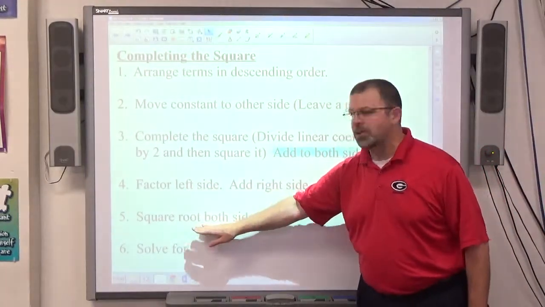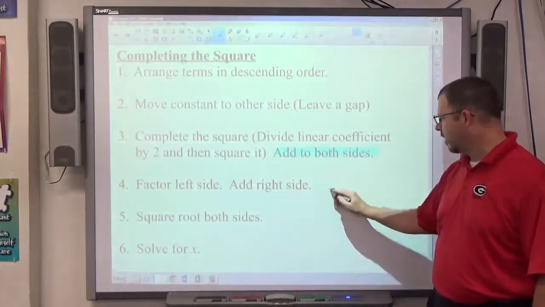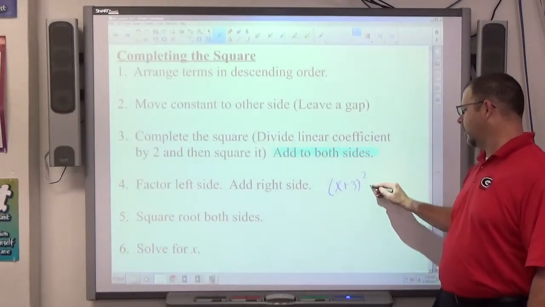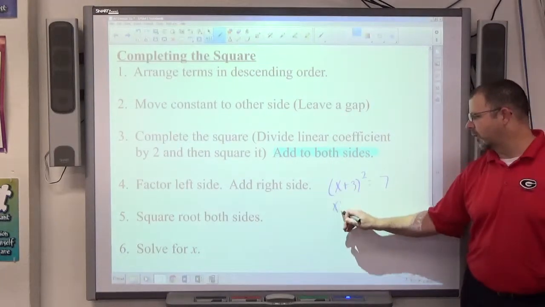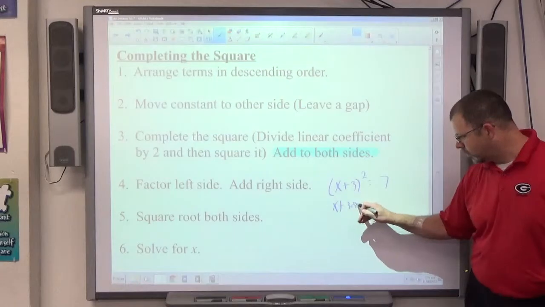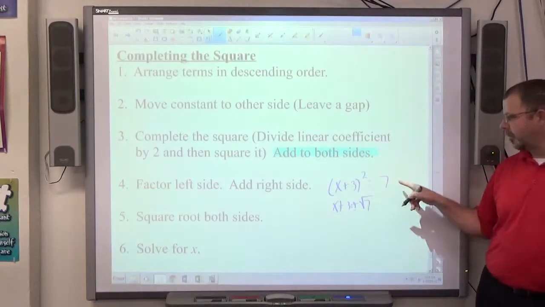Then you're going to square root both sides. Once you've done this step, you're going to recognize that because we've seen these before. They're going to look like this: x plus 3 squared equals 7. Remember problems like this? Yeah. And then x plus 3 is equal to plus or minus the square root of 7. So we've already done these problems from here forward.